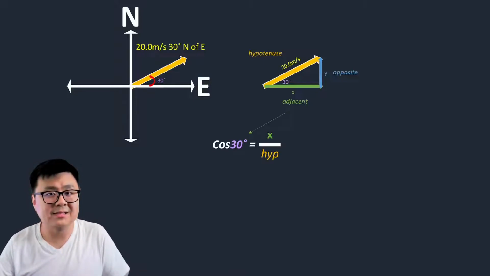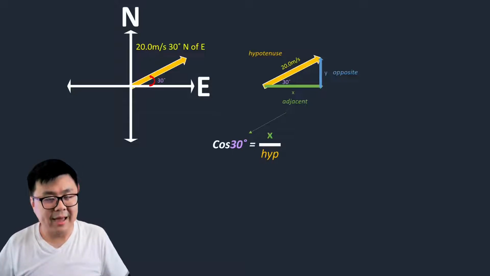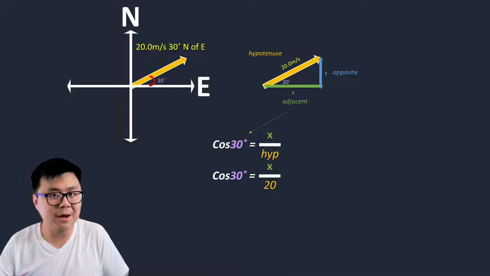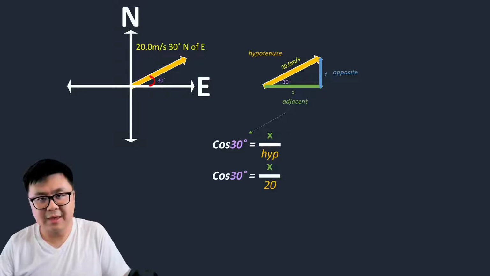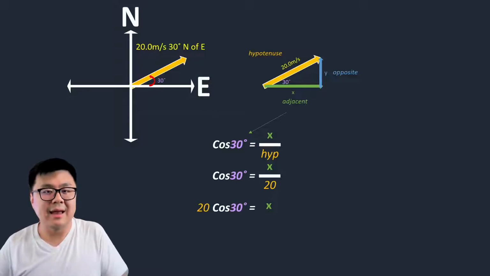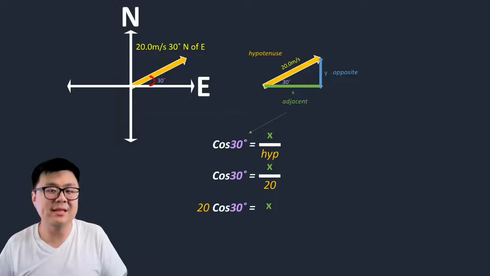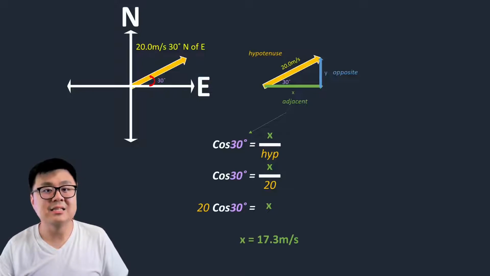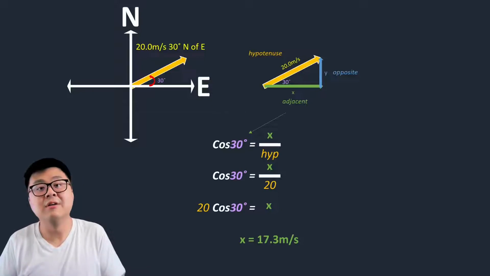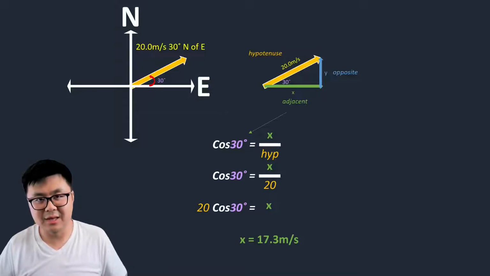So we can write it as the cosine of the 30-degree angle is equivalent to x over hypotenuse. We don't know what x is, so we'll leave it as x, but we know the hypotenuse is 20, so we'll replace that with that. And now it's just algebra. We can isolate the x by multiplying both sides by 20, and now we can crunch it into our calculator. 20 times the cosine of 30 degrees is going to give us 17.3 meters per second, and that is the horizontal component of my overall 20 meters per second velocity.